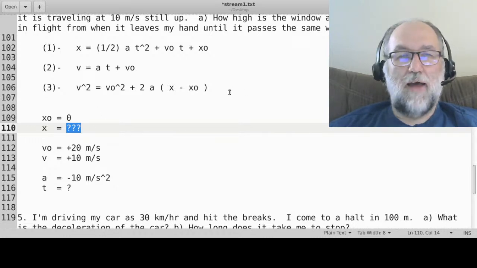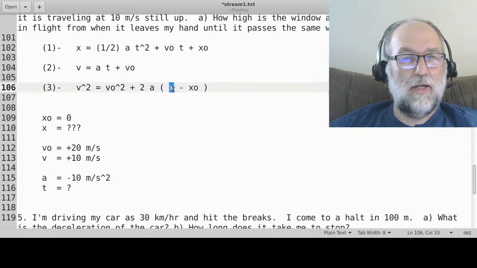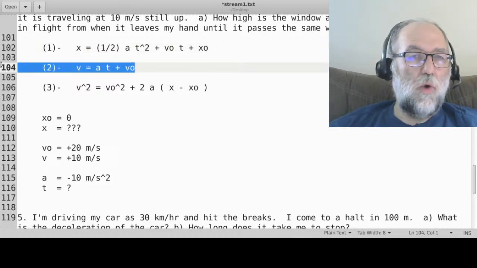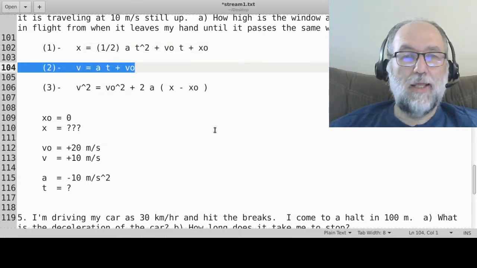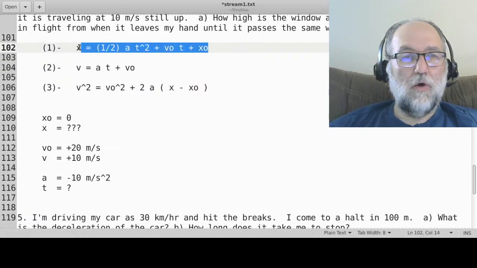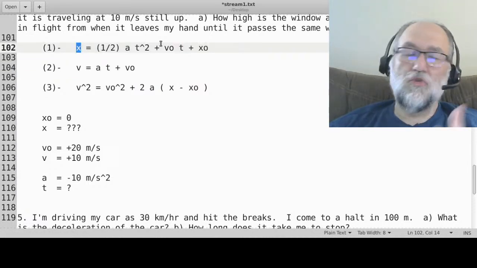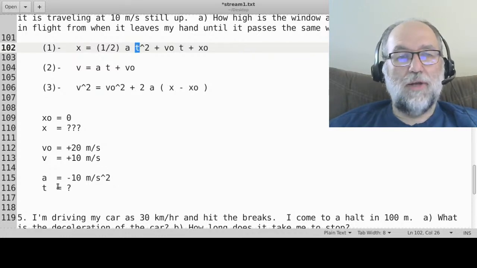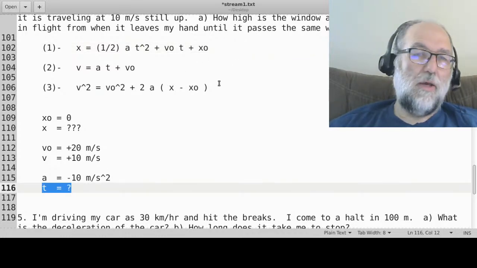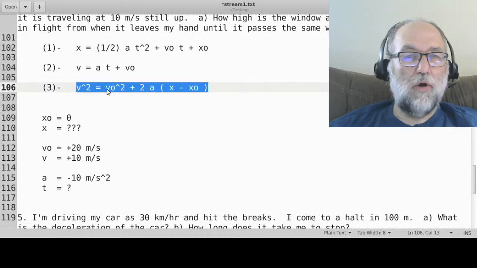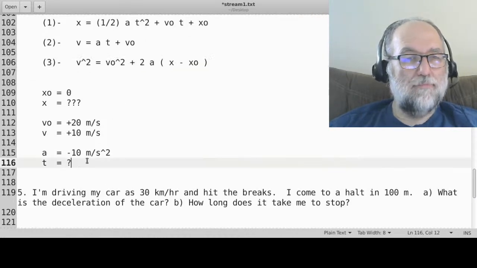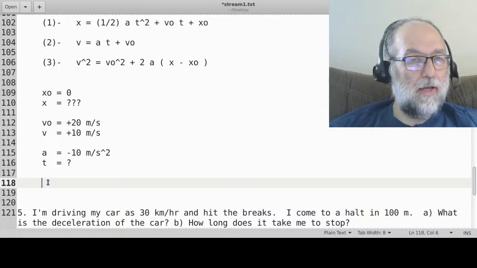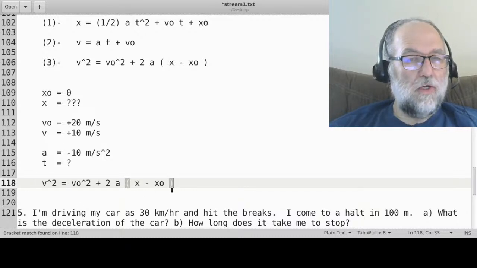There are only 2 equations that have x in them: there's x in equation 3, and there's x in equation 1. So equation 2 is out. Looking at equation 1, you could try plugging into it, but you get to time and go, oh, I don't have time. So equation 3 had better work, otherwise we can't solve the problem. And it does. So there's equation 3.